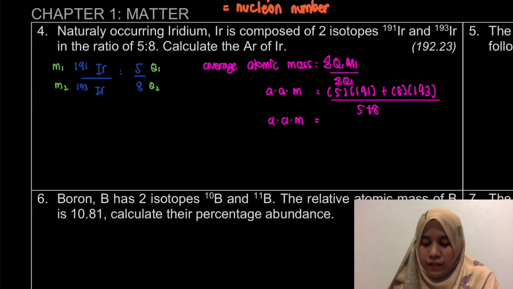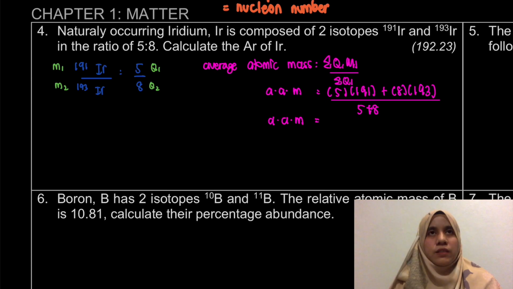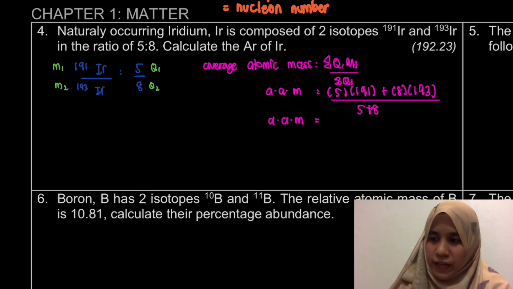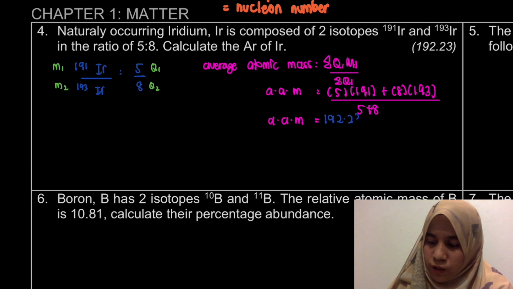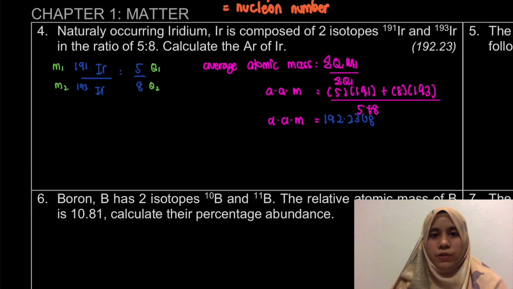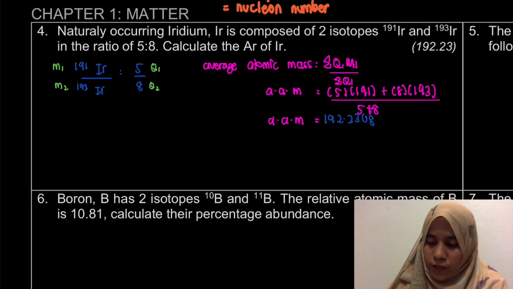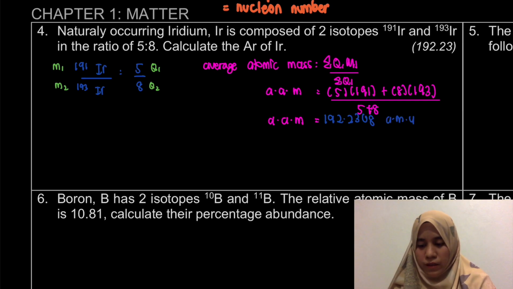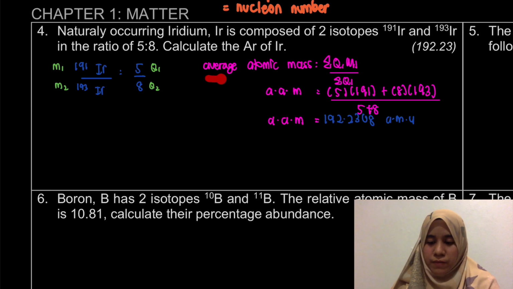Okay, so we get our value. Remember, as long as it's not the final answer, just to be safe, take 4 decimal places. So when I calculate this, I will get 192.2308. Okay, so this is not complete yet, it is in AMU. But the next step is, this is only the average atomic mass, we want the relative atomic mass.